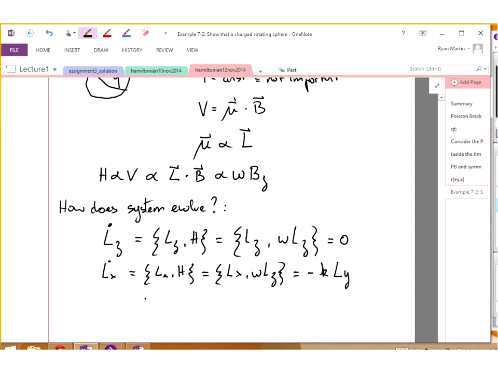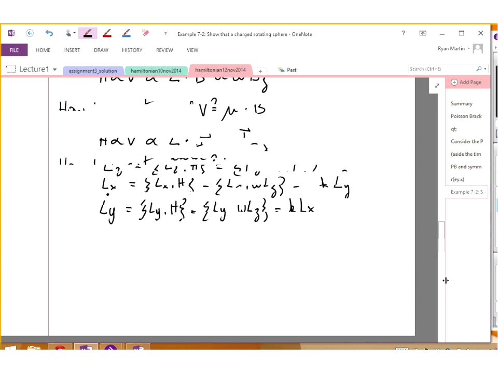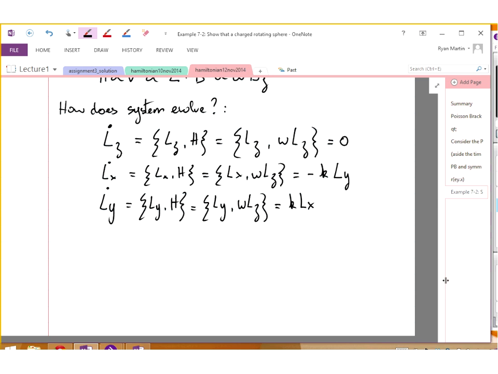Okay. So similarly, if you take the time derivative of Ly, you take the Poisson bracket of Ly with H. That means you end up taking the Poisson bracket of Ly with omega Lz, and then you end up with something like k times Lx, where the k is probably equal to omega, but in principle might have other constants in it. I'm pretty sure it's equal to omega.